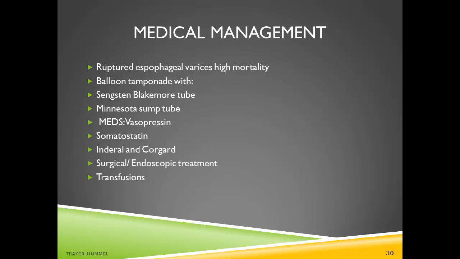Medical management of ruptured esophageal varices includes balloon tamponade with a Sengstaken-Blakemore tube, a Minnesota sump tube, and some medications include vasopressin, Inderal, and Corgard, surgical and endoscopic treatment, and possible transfusions. The tubes just mentioned are basically large NG tubes that actually put pressure on the varices to prevent further bleeding.